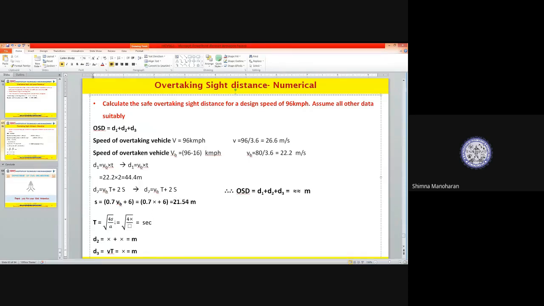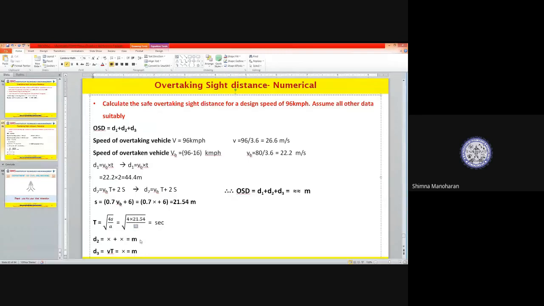So now we will compute capital T. So what is capital T? Okay, so next we have Soumya. Root of 4S by A. So S is nothing but 21.54. And A, what should be the value for A?